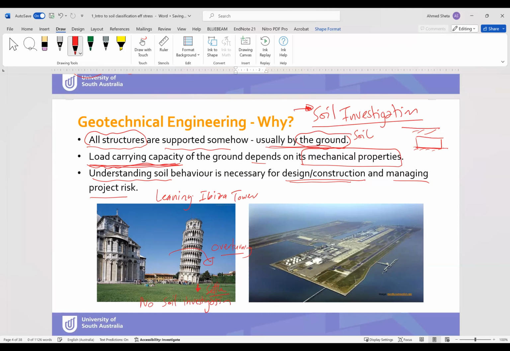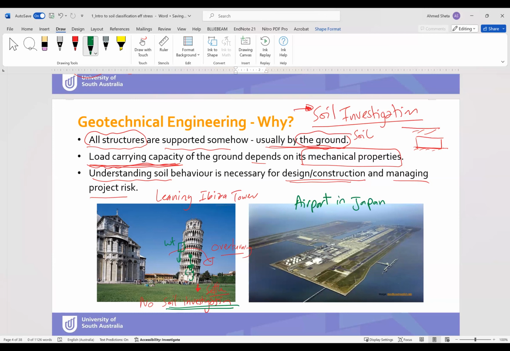Okay. And to avoid the collapse of this structure, they tried to add some weights here to keep the center of gravity of the structure in the middle. They spent a lot of money just to keep it stable and prevent it from collapsing. However, if they had done a proper soil investigation before starting the project, they may have avoided this. Okay. Another example is the airport in Japan.